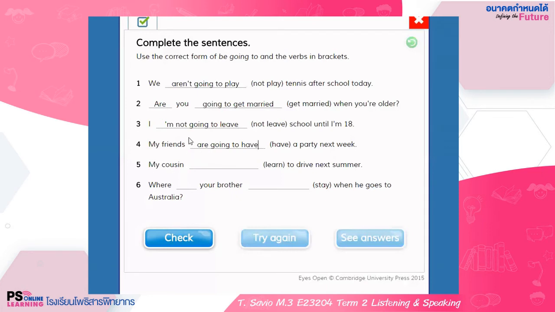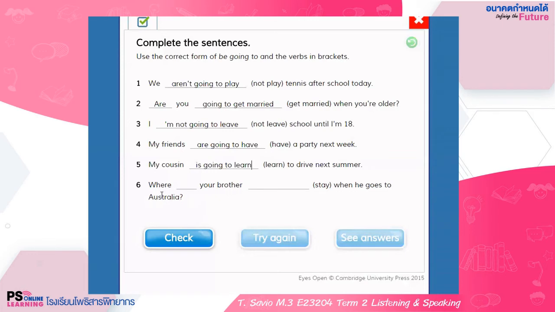Are is the be form for my friends. Number 5, my cousin learn to drive next summer. My cousin is going to learn. My cousin is going to learn to drive next summer.